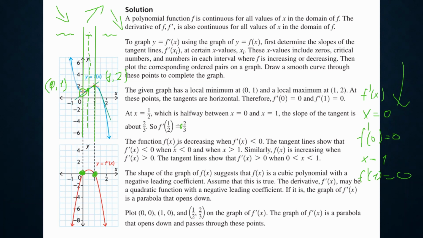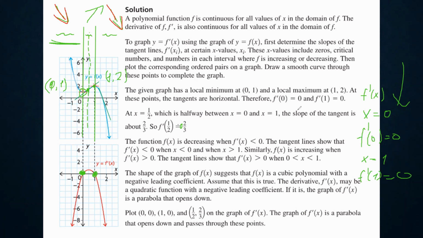So the function f of x is decreasing when f prime of x is less than 0. The tangent lines show that f prime of x is less than 0 when x is less than 0, right? All right. Derivative less than 0, so decreasing to the left of x equals 0. This interval. And when x is greater than 1, again, decreasing here and here. So the derivative would be less than 0.